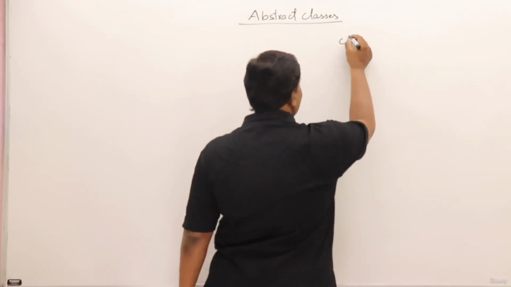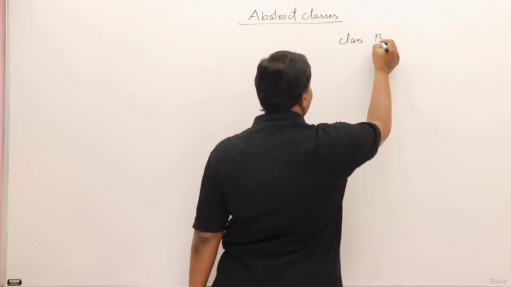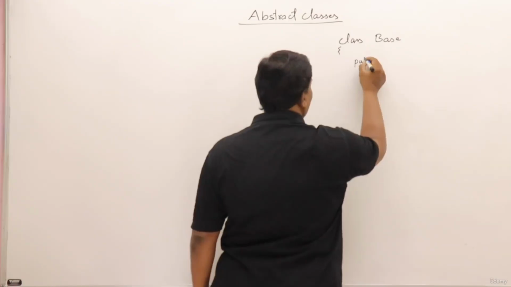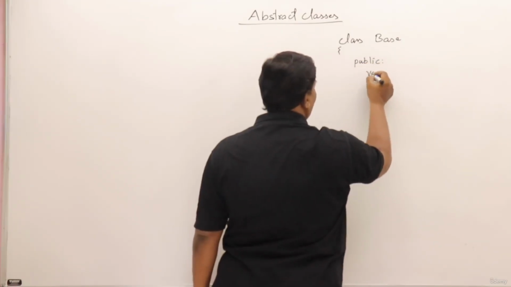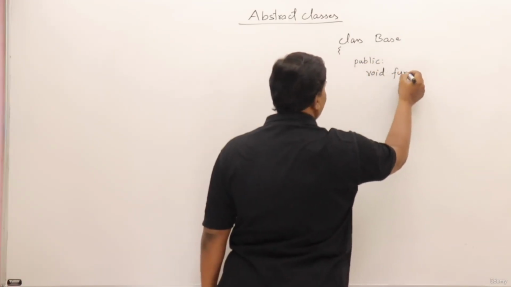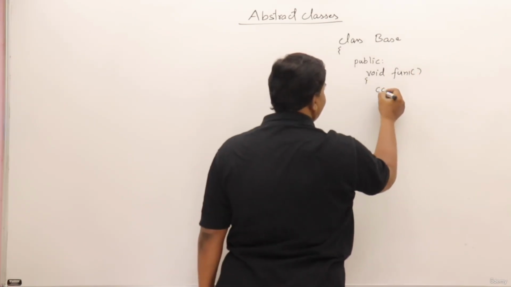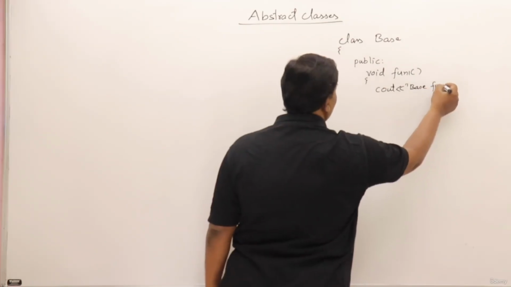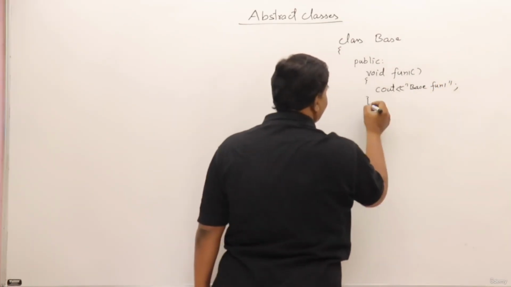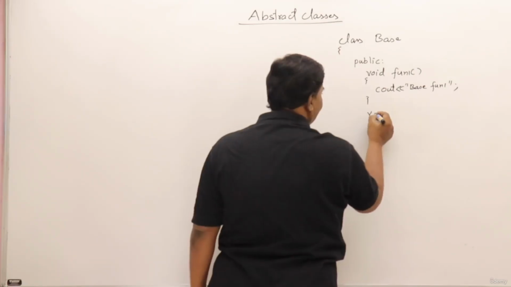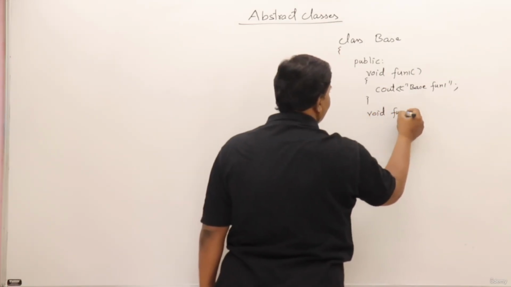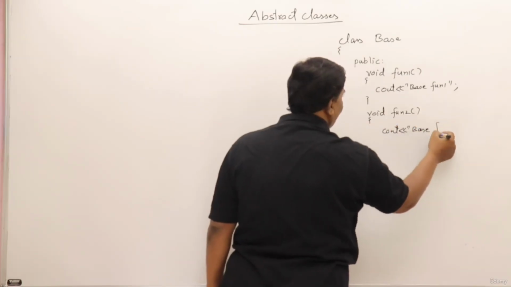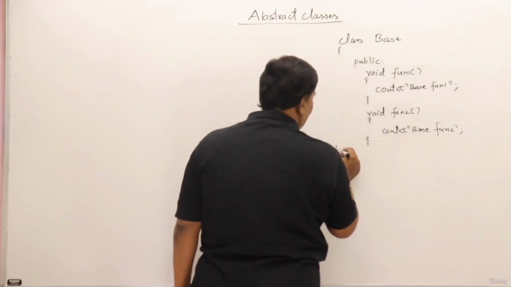Suppose I have a class called base, and this has a public method, void fun1, that is function 1, and this is displaying cout base function 1. That's it. It also has one function, void function 2, then cout base function 2. Now I have a base class.